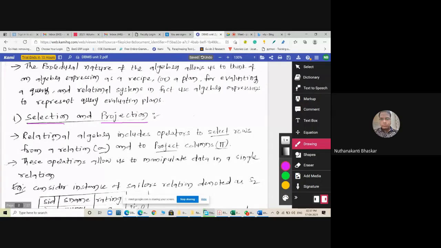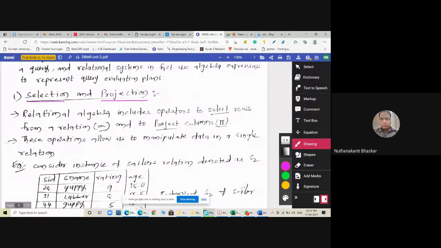So whenever you are going to construct any query extracting the data, here we have the procedure because it is a relational algebra. Already told you this is a mathematical model, right? So selection and projection. So what is the meaning of relational selection?